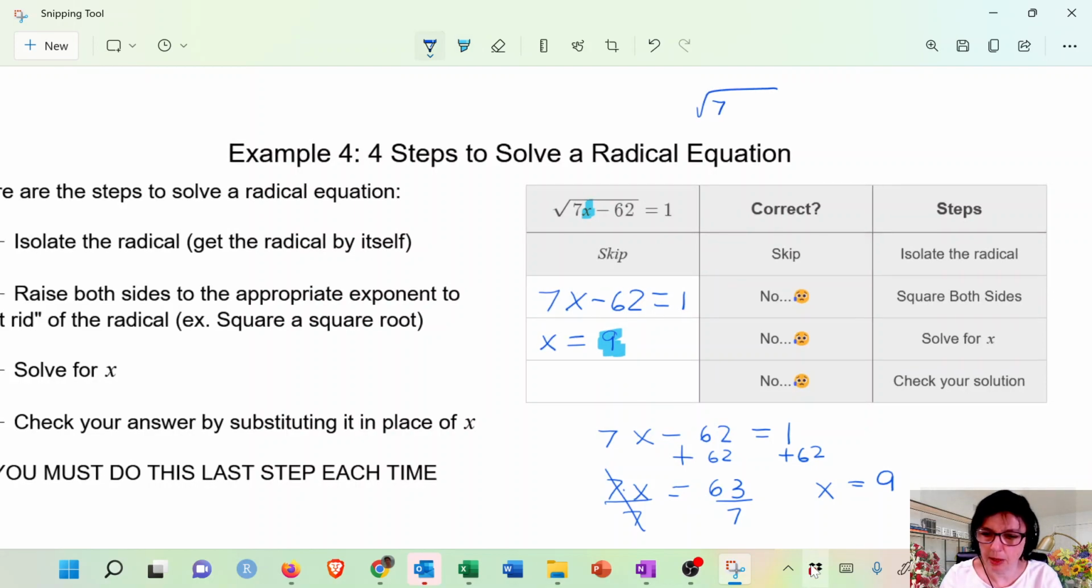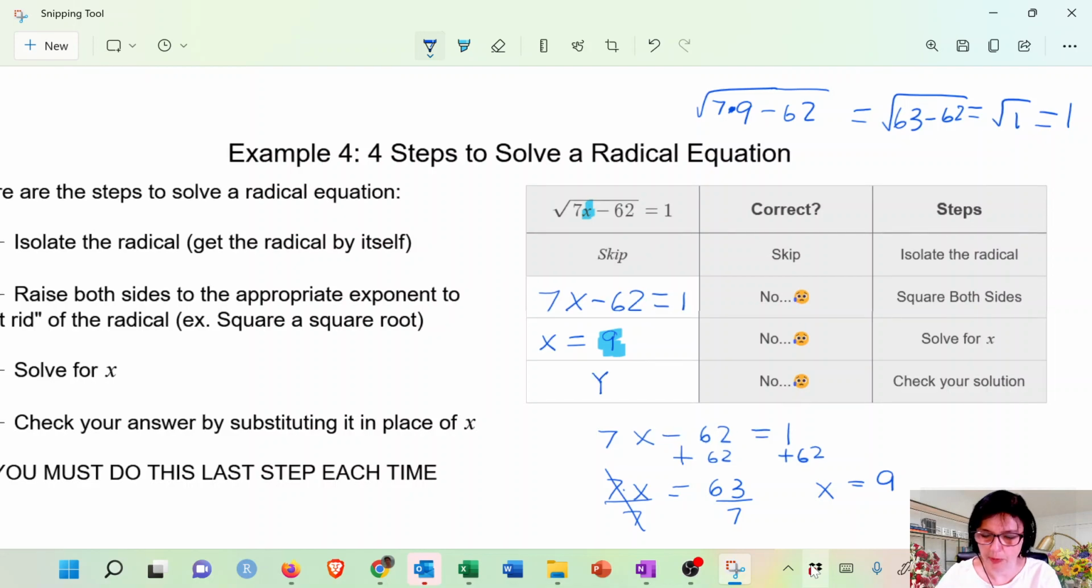So remember that the operation between 7 and x is multiplication. So we want to know if 7 times 9, which is 63, minus 62, what is that? Well, that's the square root of 1, and that is indeed 1. So this is a solution, so you will be typing y in the box under there.